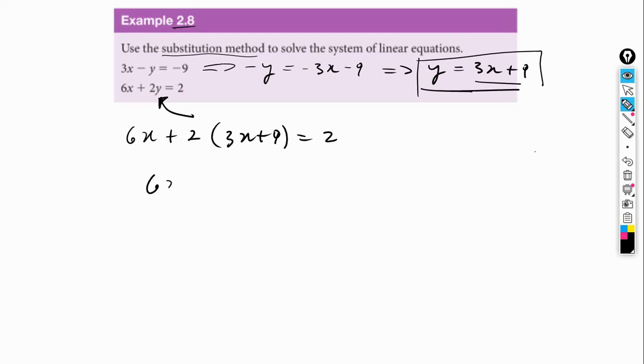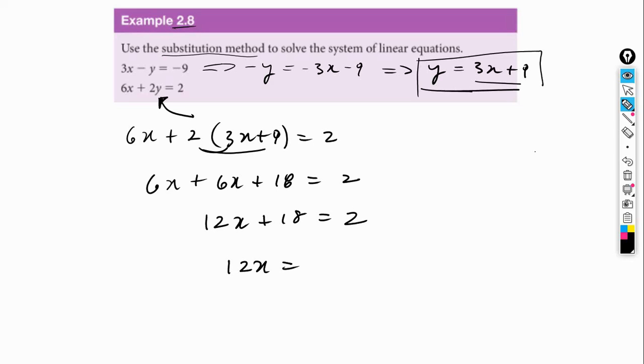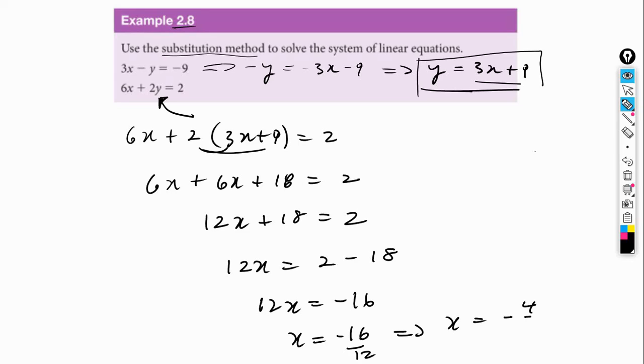So I'm going to get 6x plus, and I have to do the distributive property here, so plus 6x plus 18 is equal to 2. I'm going to get that 12x plus 18 is equal to 2. And then I will get that 12x is equal to 2 minus 18. Therefore, 12x is equal to minus 16, and then x is equal to minus 16 over 12. And then we can simplify this because they're both divisible by 4. So we're going to get that x is equal to minus 4/3.